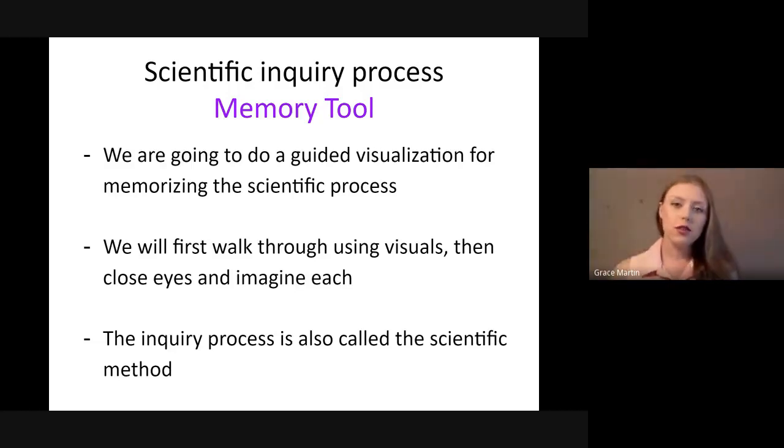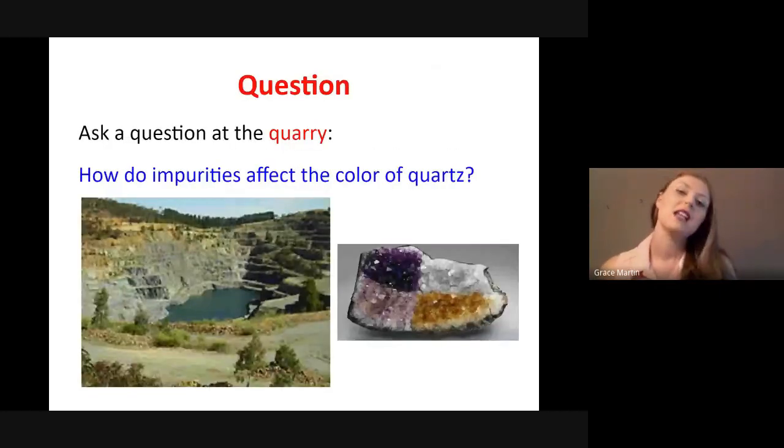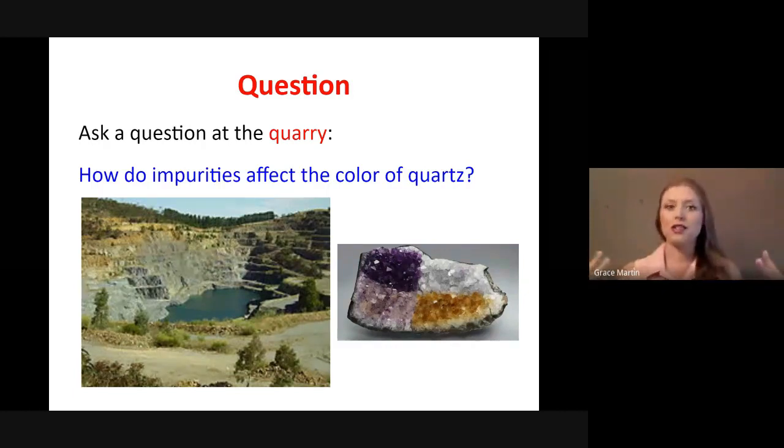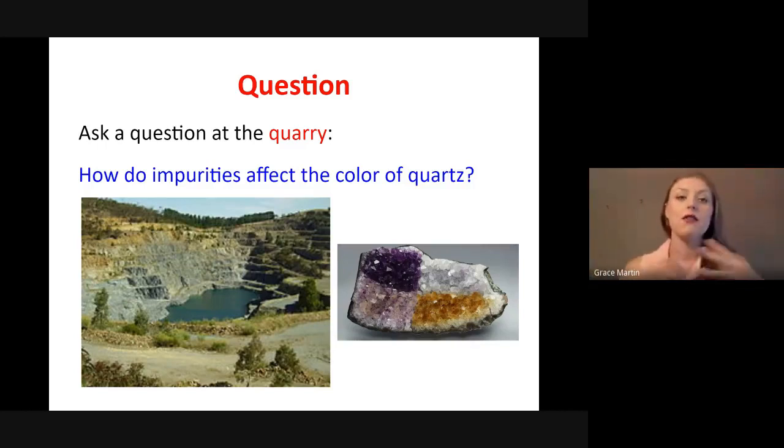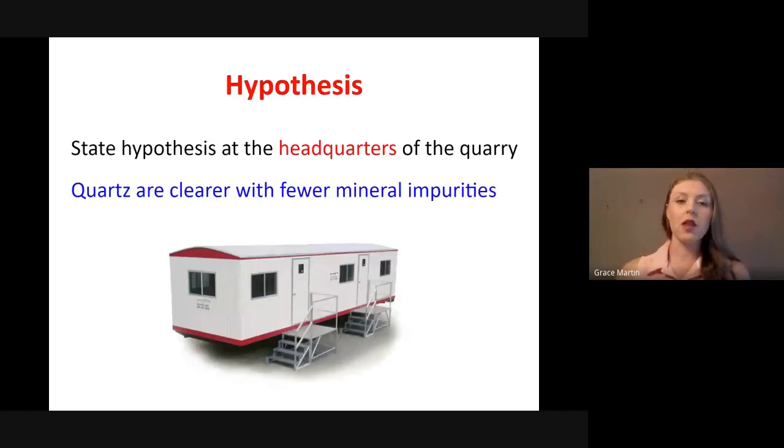We're first going to walk through the visuals, close our eyes, imagine each one, and we are going to memorize it by the end of the video. This is also called the scientific method, and it starts with a question. So I want you to imagine a quarry, maybe a quarry of quartz, because we need some cue terms to remember question. So where are you at? The quarry. What's at the quarry? Okay, maybe we're going to ask a question about how impurities affect the color of quartz.